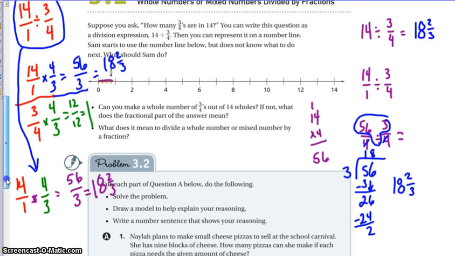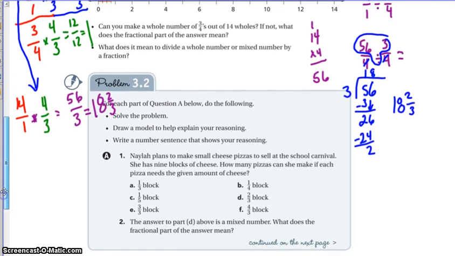All right, so let's take a look at question A1. For question A1, Nyla plans to make small cheese pizzas to sell at a school carnival. She's got 9 blocks of cheese. How many pizzas can she make if each pizza needs the given amount of cheese? So for A1A, we'll start there.